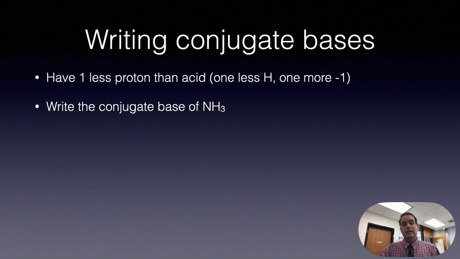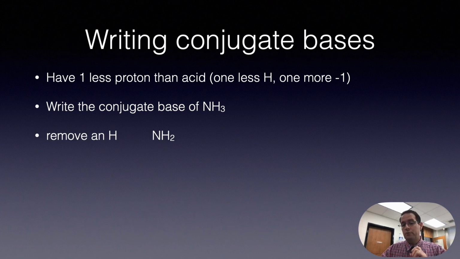All right, let's now practice writing conjugate bases. Same kind of principle. These conjugate bases are going to have 1 less proton than the acid, okay? Which means 1 less hydrogen and 1 more -1 charge. Now I could have said 1 less plus charge, but it's easier just to say, just add a -1 to it, okay? So let's write the conjugate base of NH3.